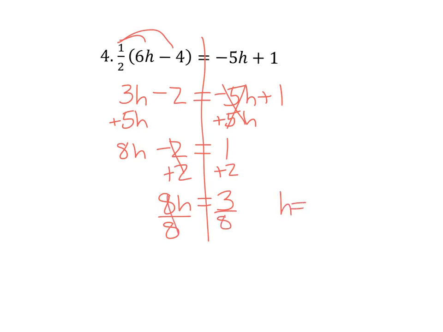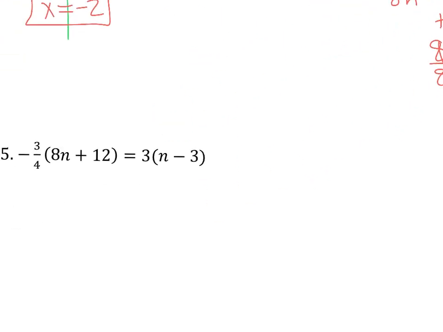And you can see that's not going to come out very pretty. So just leave it 3 over 8, or the decimal equivalent. Don't be freaked out when you get fraction answers. It doesn't mean you did anything wrong. If you get a really ugly one, you might want to go back and check your work, but for the most part, if you get a fraction answer, it's not a bad thing. All right, let's go ahead and look at 5.